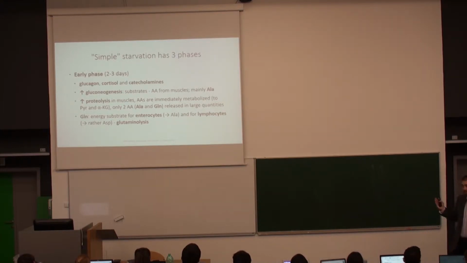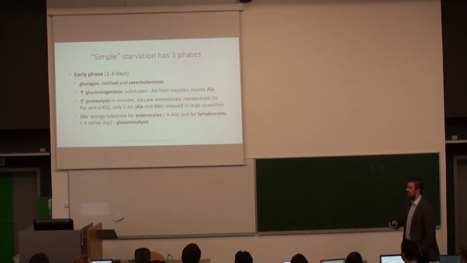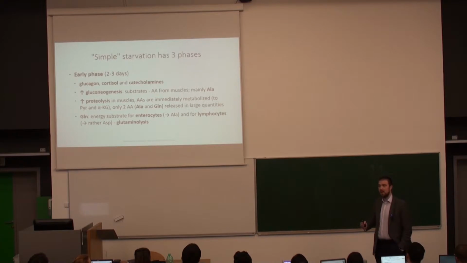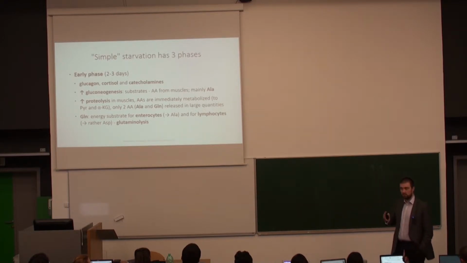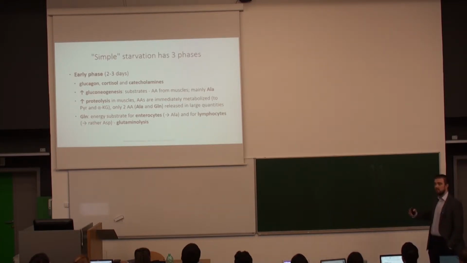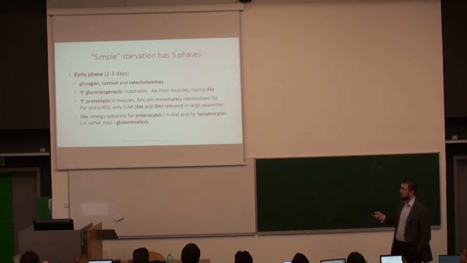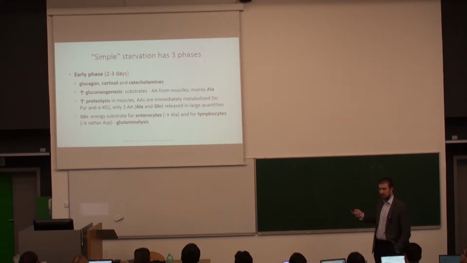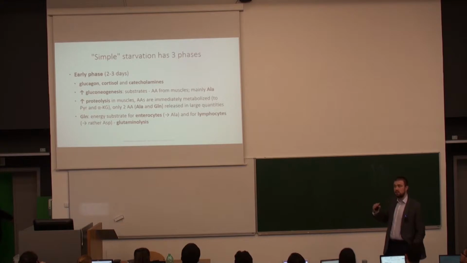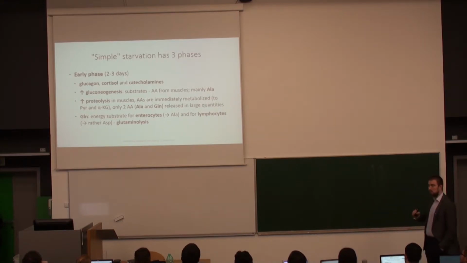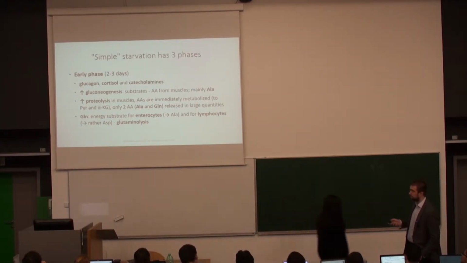And in this phase, your body prepares for the starvation. It produces new enzymes, and it shifts the body metabolism to the starvation state. Here, the main hormonal changes in this early phase are the increase of glucagon, cortisol, and catecholamines, and concomitantly the decrease of insulin. That means that the insulin-glucagon ratio is even lower than in the first situation.